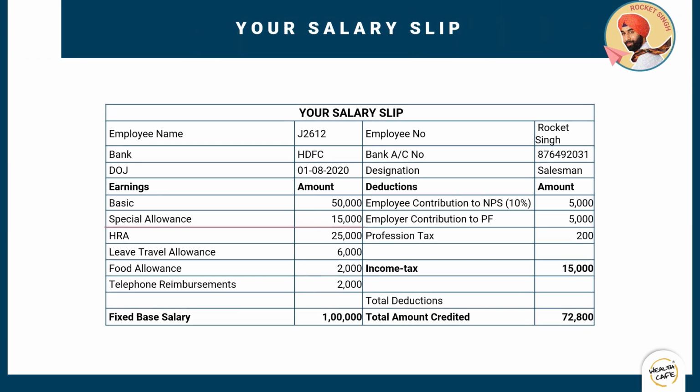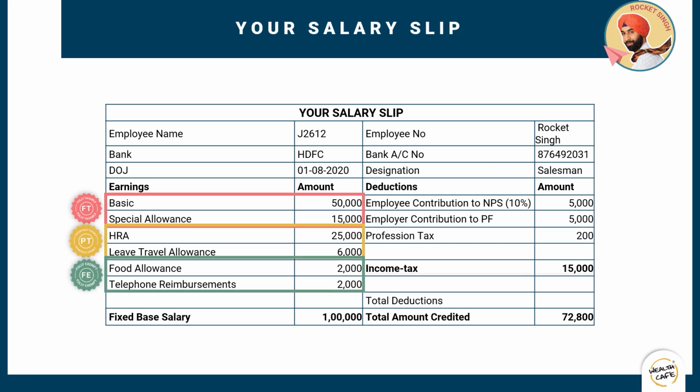If you were to look at the salary slip of Rocket Singh, you can see that on the left hand side, he has earnings in the form of basic and special allowance. Now, the basic pay and the special allowance are going to be completely taxable. His HRA component of 25,000 is potentially taxable to the extent of the deduction he claims. We will discuss this in detail. And even the other three components, that is LTA, food allowance and telephone reimbursements, can be taxable or non-taxable depending on how he claims these various allowances that are given to him.